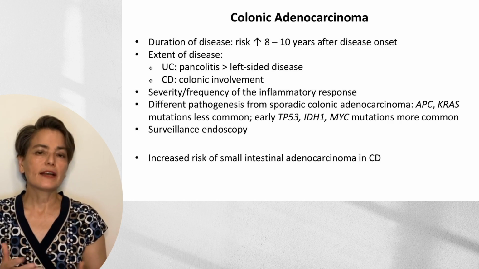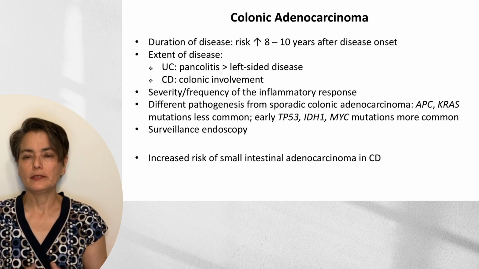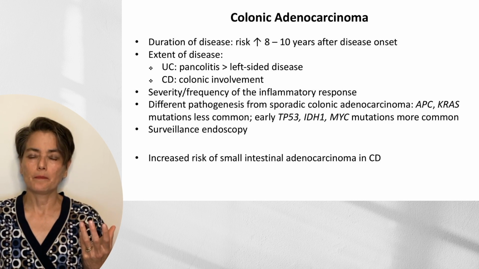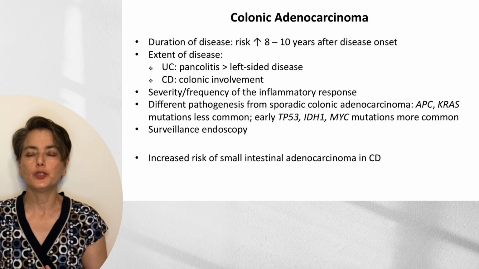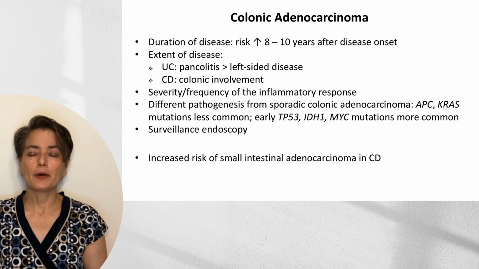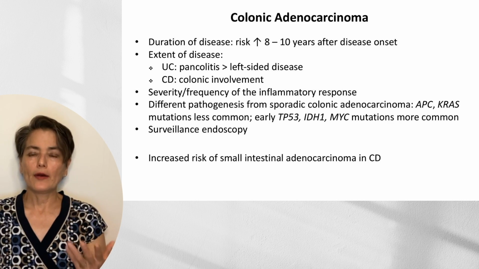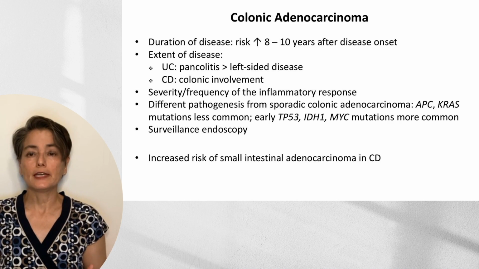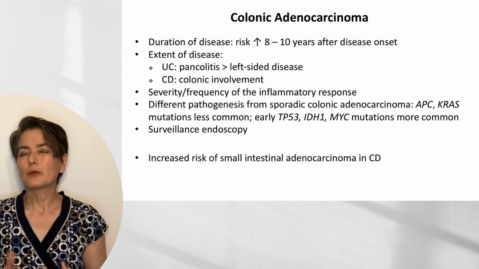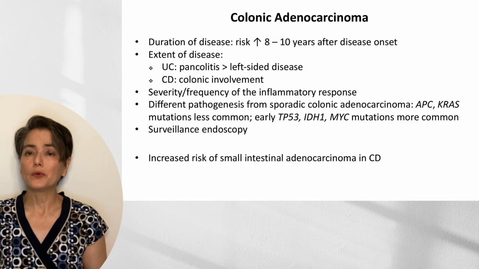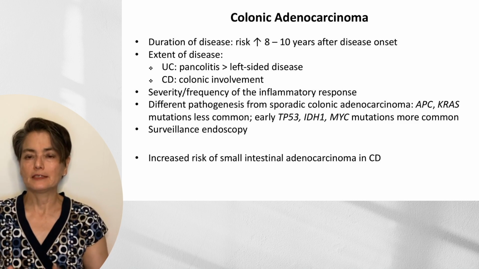Now, there's been a lot of debate about the pathways of adenocarcinoma in inflammatory bowel disease compared to sporadic adenocarcinoma, and it appears there are some differences. So, as you'll recall, APC and KRAS mutations are associated with sporadic adenocarcinoma, a little bit less common in inflammatory bowel disease adenocarcinoma, where we tend to see early mutations in TP53. Sporadic colonic adenocarcinoma tends to have late mutations in TP53.